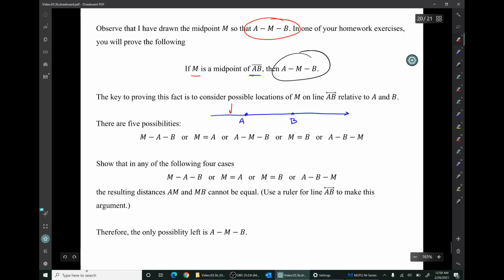So M could be here, or here, or here, or here, or here. 5 possibilities for its location in relation to those points. The key is to show that in any of these cases, that one, or that one, or that one, or that one, the resulting distances AM and MB cannot be equal. The way to do that is to use a ruler for line AB and to make that argument. So therefore, the only possibility that's left is that one. That's how you'll prove that.